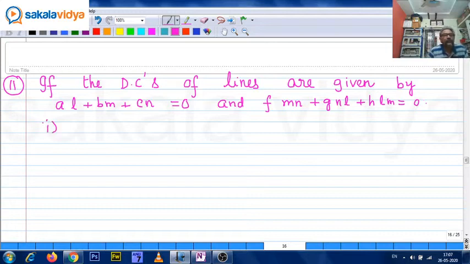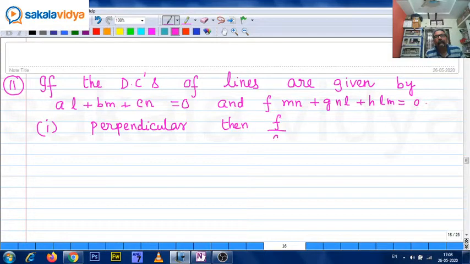In that, first point, perpendicular. When do we say perpendicular? That means the angle between them is 90. So perpendicular means F by A plus G by B plus H by C equals 0. If the relation is given like this, you need to verify this condition: F by A plus G by B plus H by C equals 0. Then we say that the angle between them is 90 degrees. They are perpendicular to each other.